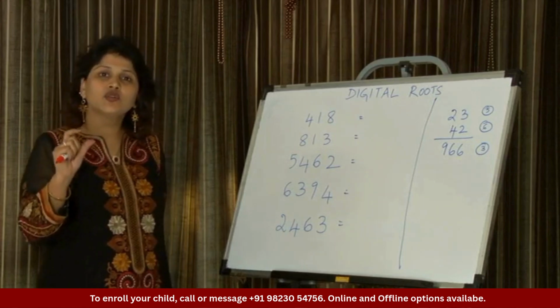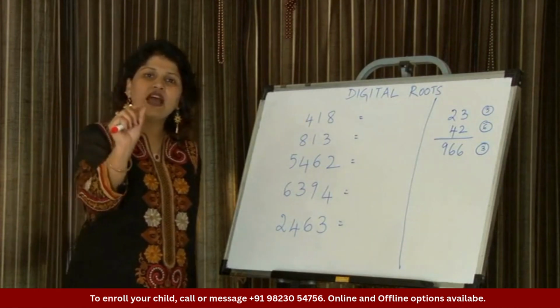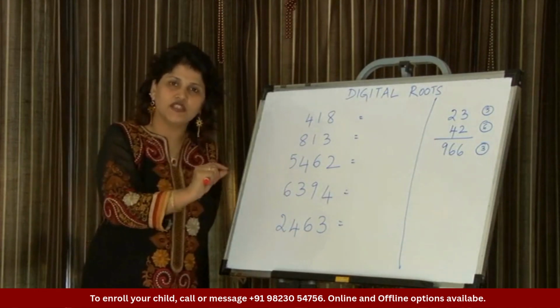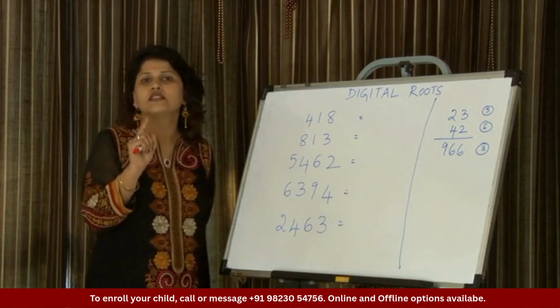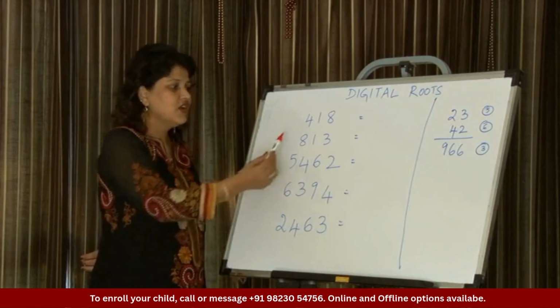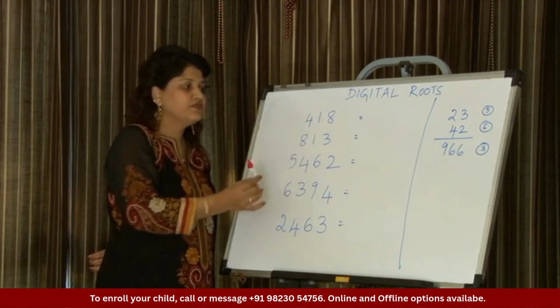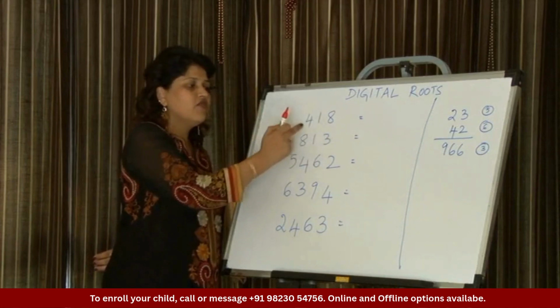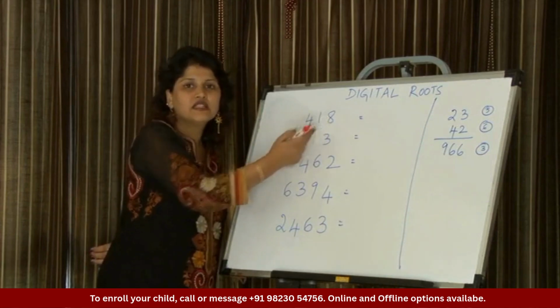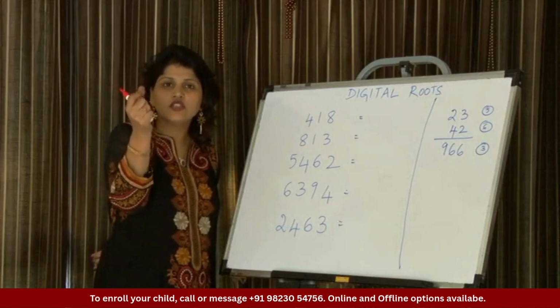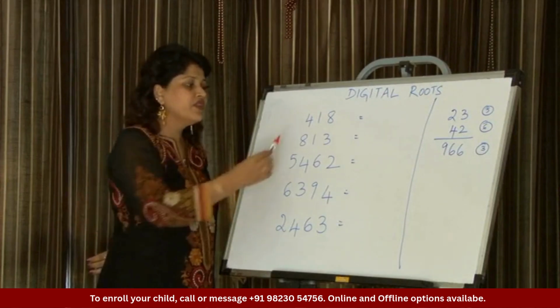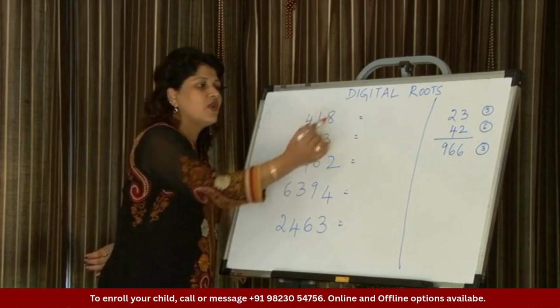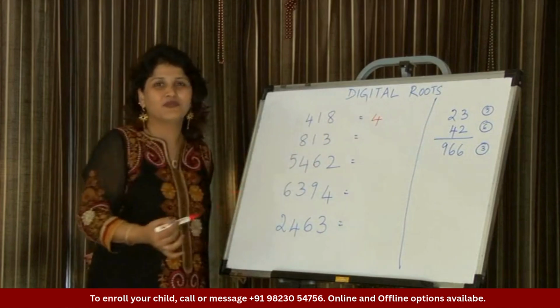How do you get the digital root of a number? You simply add the individual digits and reduce it to one single digit. For instance, 418. Add the three digits: 4 plus 1 is 5, 5 plus 8 is 13. 13 is 1 and 3, so 1 plus 3 is 4. So the digital root of 418 is 4.